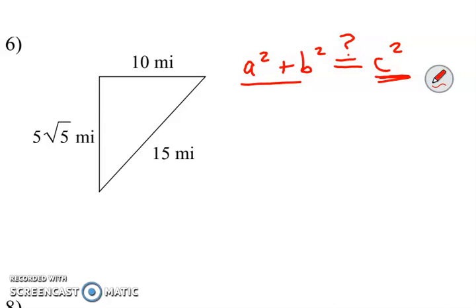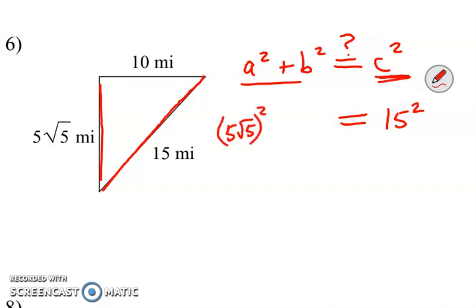And the first thing we would need to do is identify the longest side, which kind of acts as our hypotenuse if it ends up being a right triangle. 15 is that longest side, so that'll be our c value, and we're going to square it. And we're going to set that equal to the other two sides squared and added together. So we'll call this our a side, so 5 times the square root of 5 squared. And then that'll be our b side, so we'll call that 10 squared.